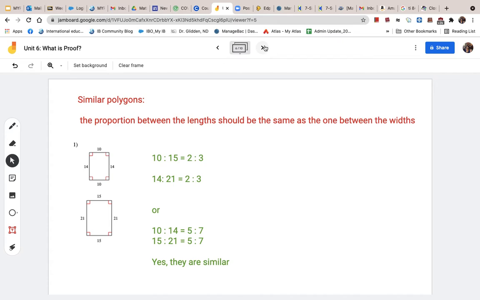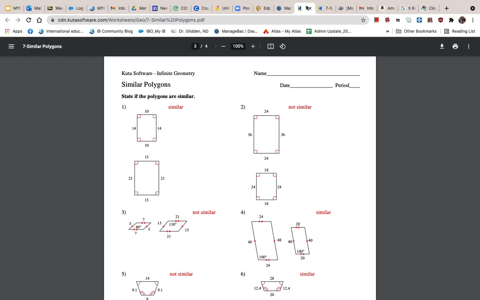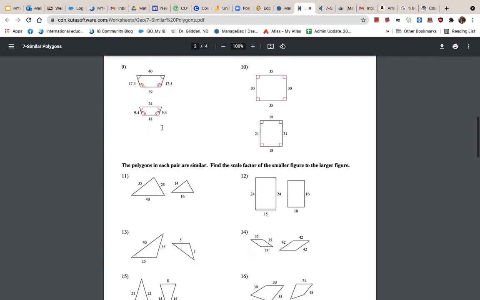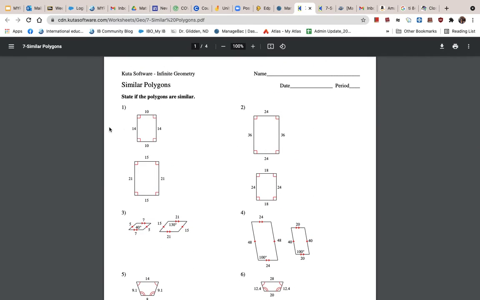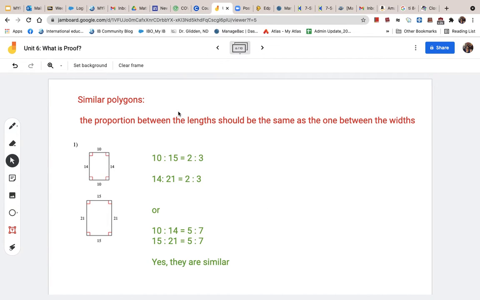Okay, so let's take a look at the second objective for this lesson. We'll be looking at similar polygons. And the worksheet would be this one, when you look at similar polygons here on the top. Okay, and again, I just copy and paste some questions from this worksheet here, okay? So let's take a look at the first one.